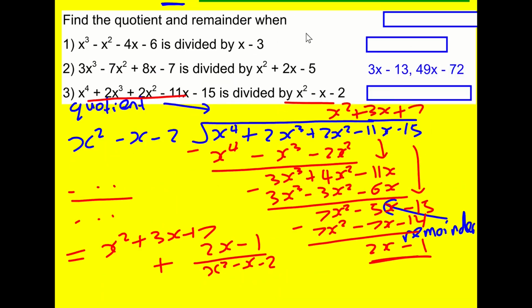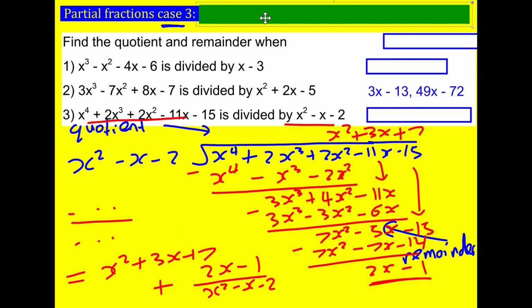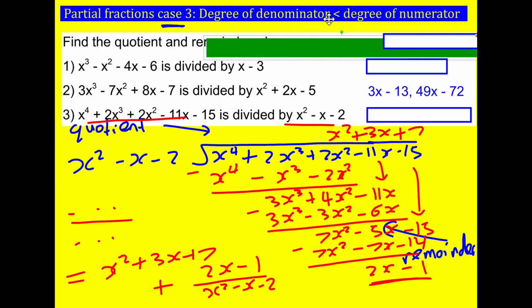So today's lesson is partial fractions case 3, when the degree of the denominator is less than the degree of the numerator. Actually, I think that's the degree of the denominator is less than or equal to. Sorry, there should definitely be a less than or equal to in there.